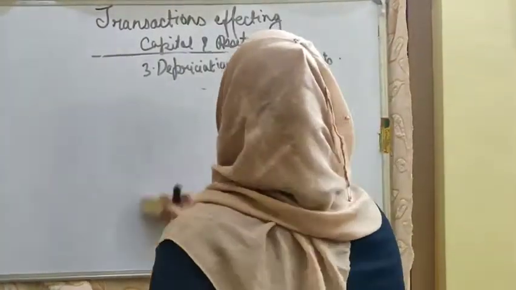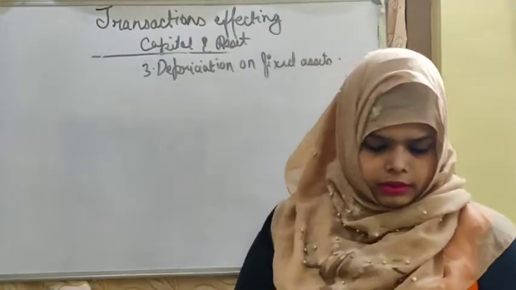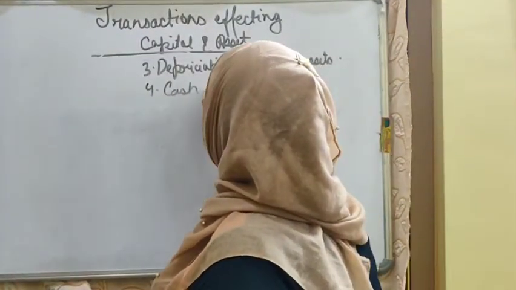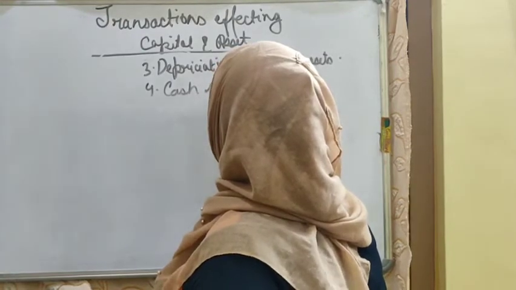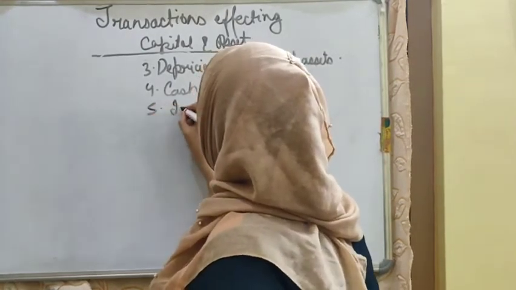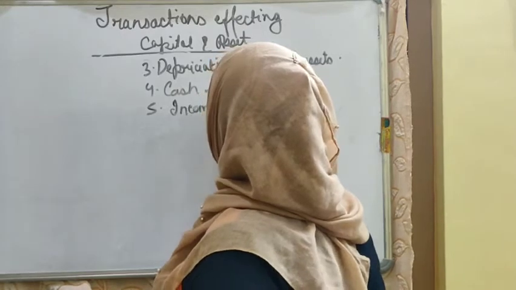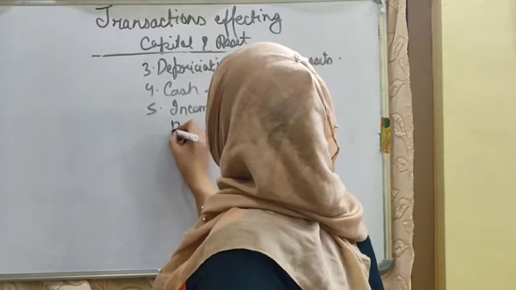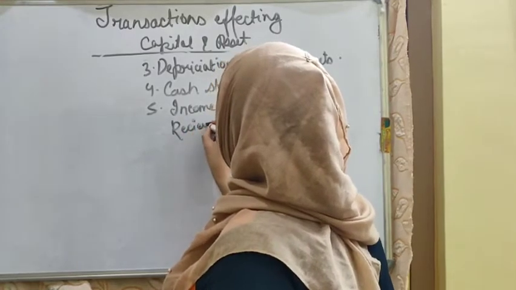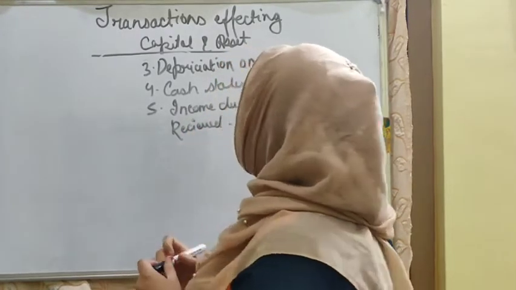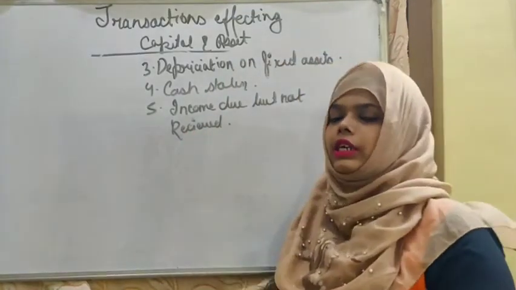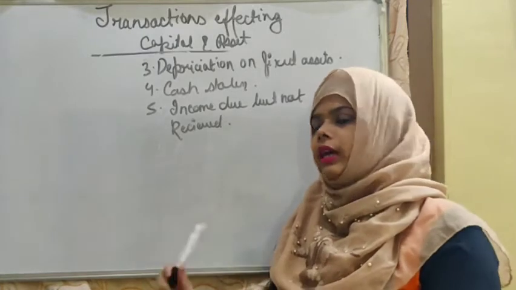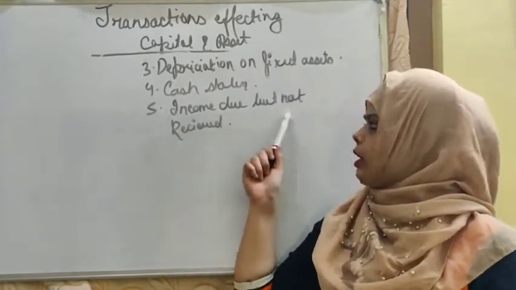Fourth one, cash stolen. Fifth one is income due but not received. Now, cash stolen, what do we understand? Cash from the business is stolen, so it will affect the capital part and the asset part. Next is income due but not received.